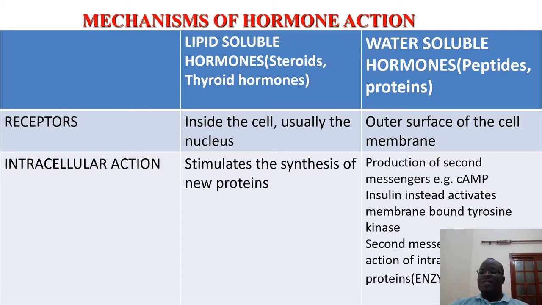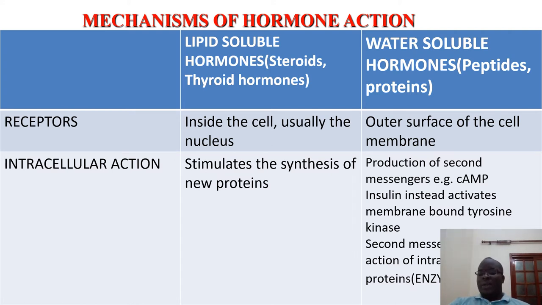Then the water soluble hormones, because they're not entering the cell, the intracellular action is production of second messengers. This is where the G protein coupled receptors come in. The first messengers are outside the cell, coming in the form of hormones. They go and bind to the receptors and bring about a change in the structure of the receptor, activating other enzymes inside the cell that bring about production of second messengers within the cell.